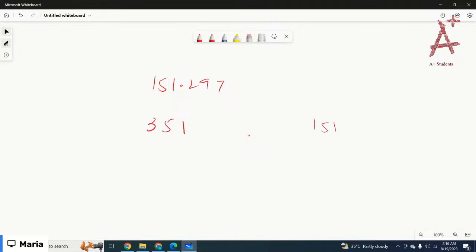351 minus 200, right? And for 0.297, 351.297 minus 200, right? You can see the difference is 151, right? It can be any number that you can think, right?